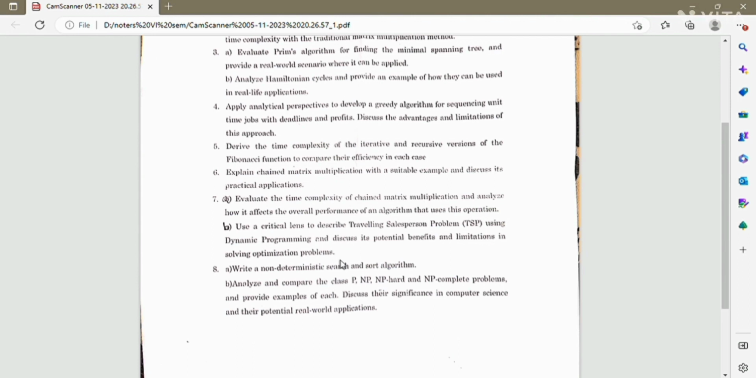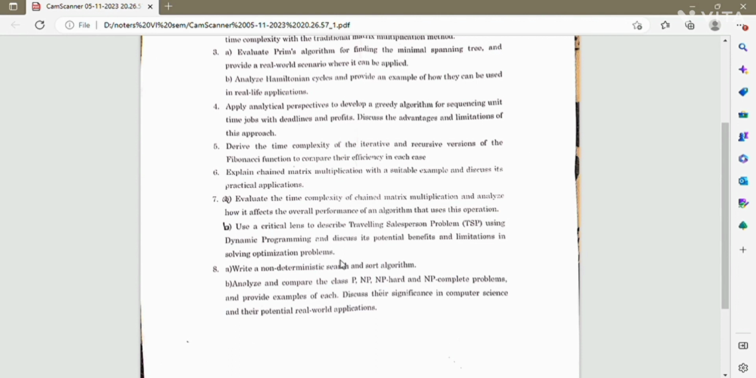Next, NP-complete class. A problem is NP-complete if it is both NP and NP-hard. NP-complete problems are the hardest problems in NP. Some examples are the decision version of 0-1 knapsack, Hamiltonian cycle, satisfiability, vertex cover.